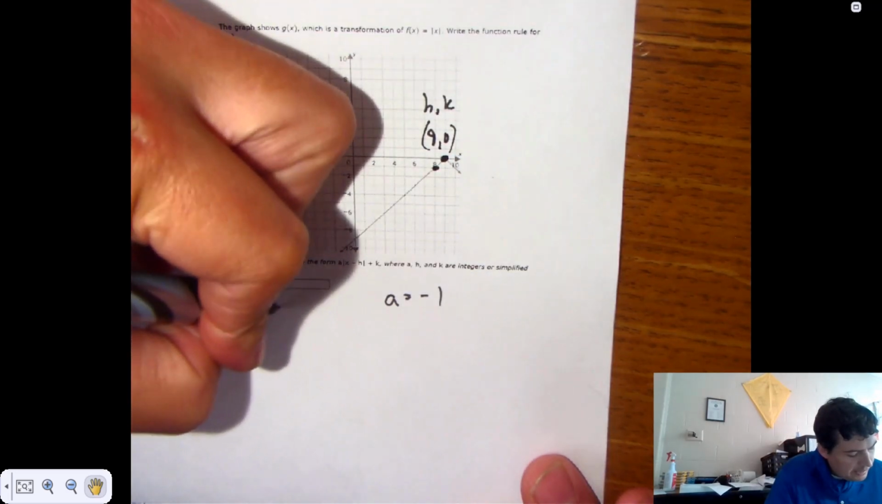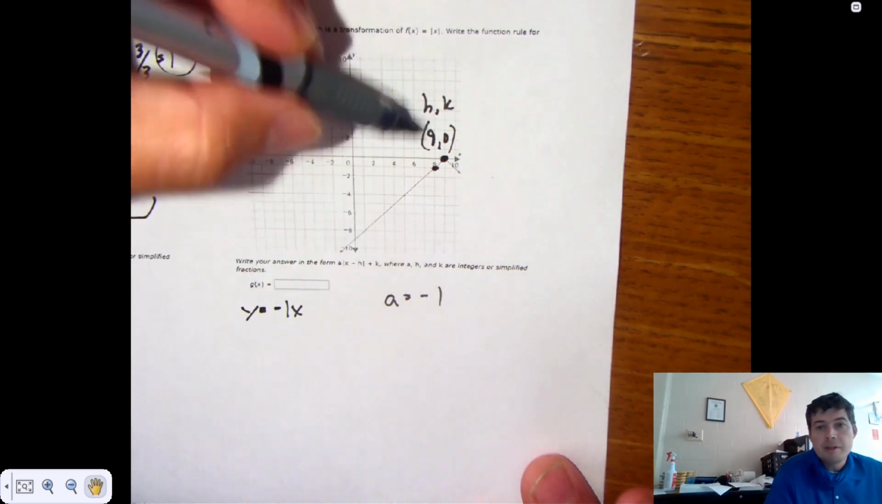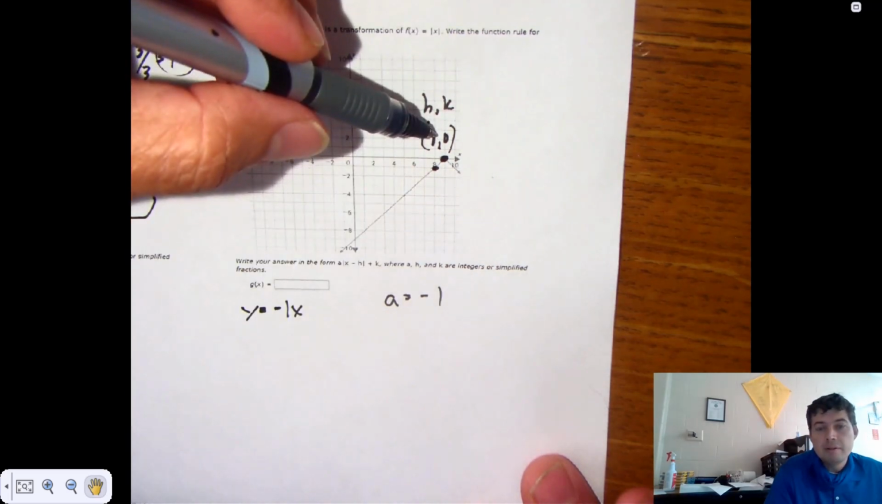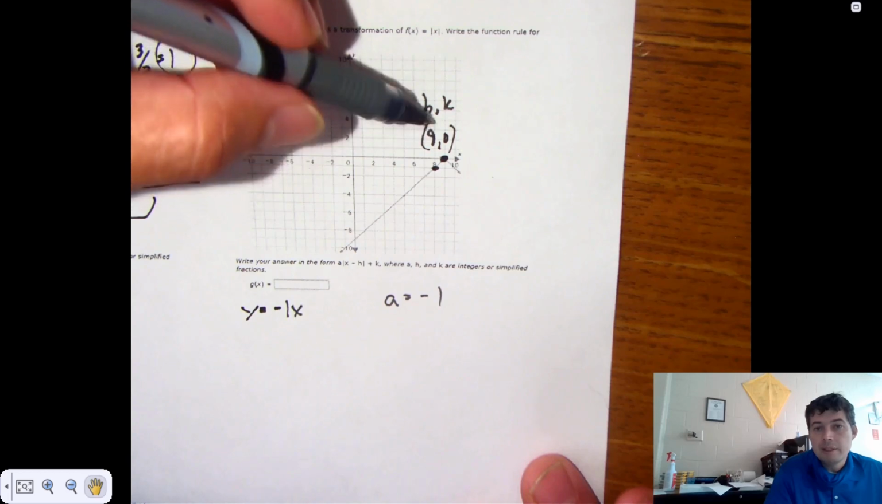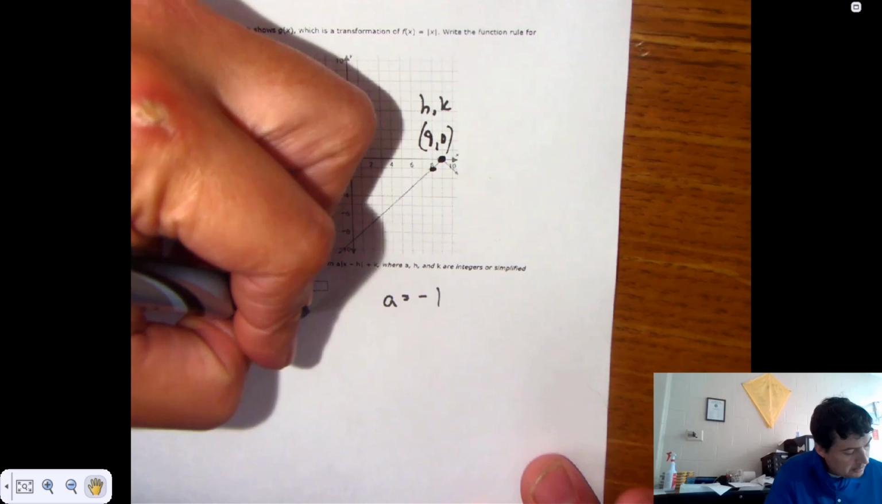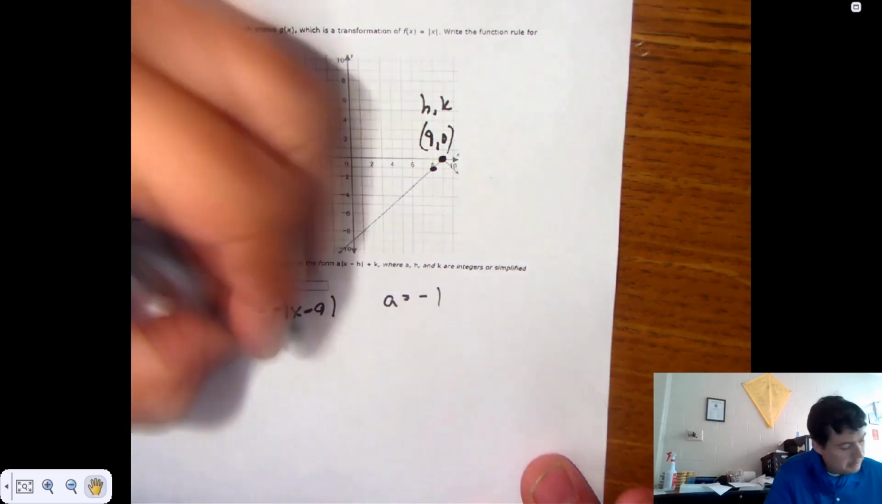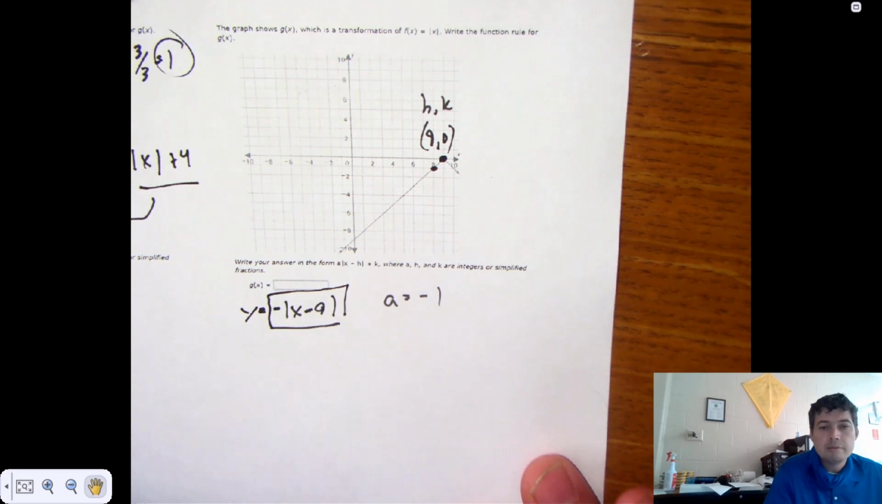Y equals negative absolute value bars of x. Ooh, there's a horizontal shift. Do you change the sign or do you keep the sign on the horizontal? Change it, kids. It doesn't line up with K. K stands for keep. Change. -9. And that little piece right there is what you put in the box.